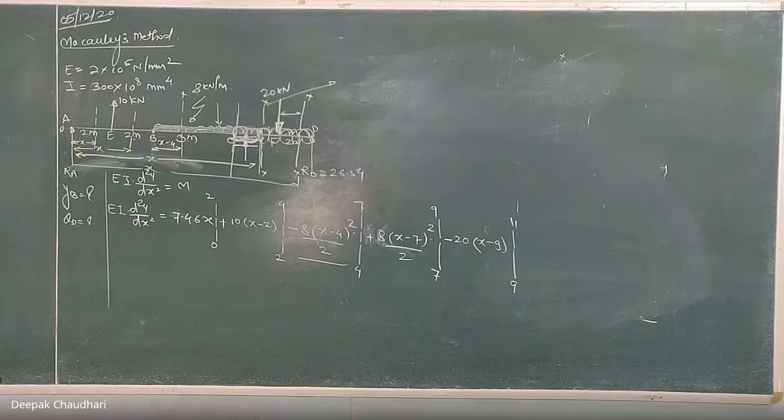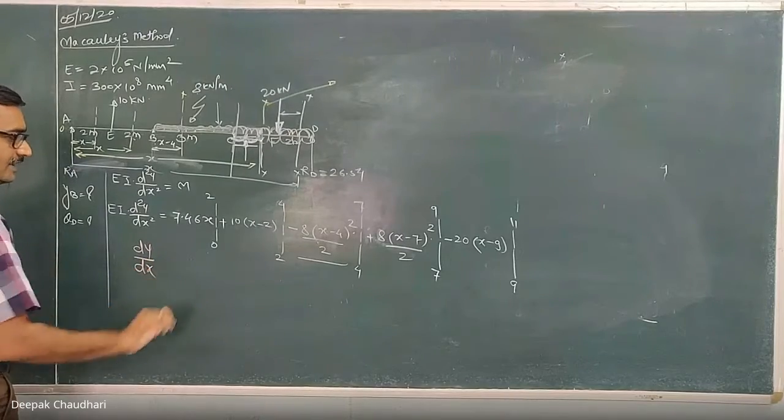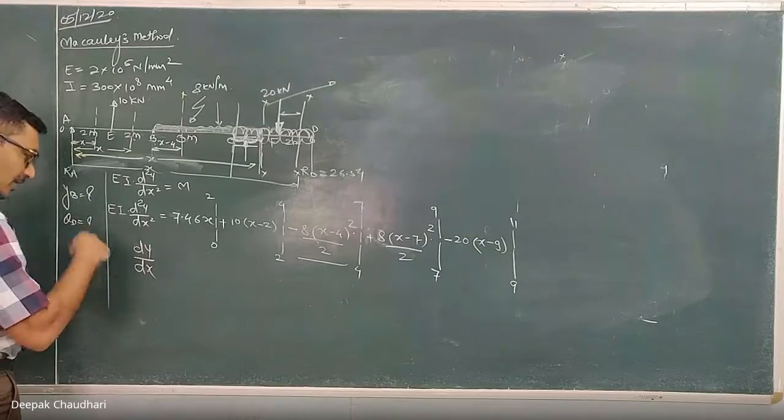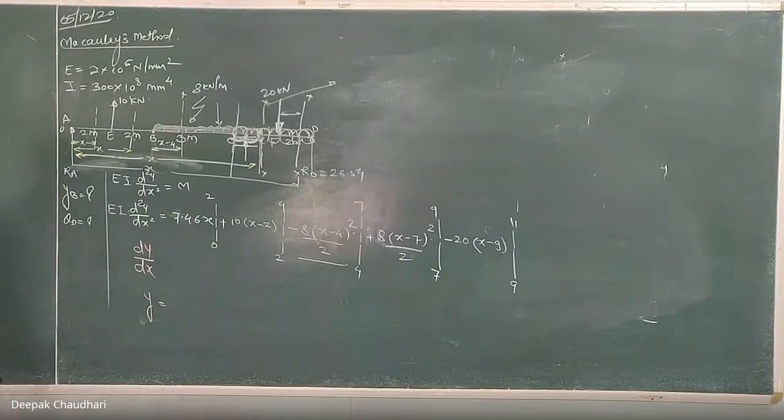If we integrate this equation once, you will get dy by dx. Same procedure. If you integrate it once, you will get the equation of dy by dx, plus C1, the constant of integration. If you again integrate, you will get the equation of deflection. The remaining procedure is the same. The only difference is in writing down the general equation of the bending moment.